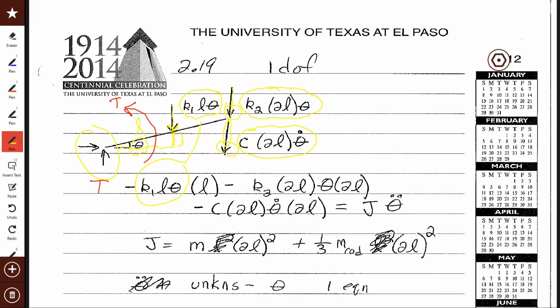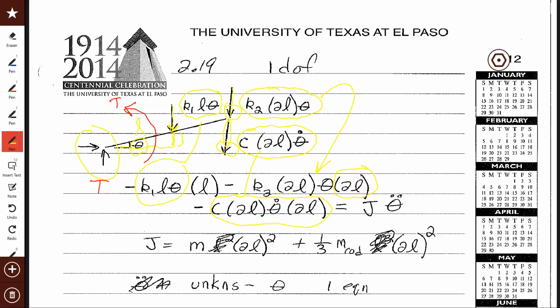And then you have the other 2 forces, one here, which comes down to this term. And this is your moment arm. And then this term right here is the same as that one. So anyway, that's the summation of moments, and that's equal to J theta double dot.